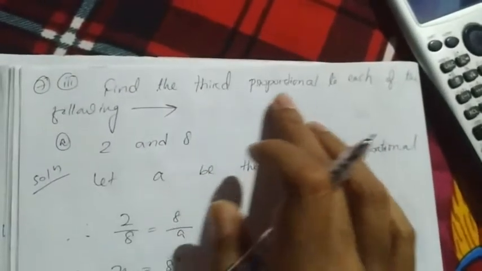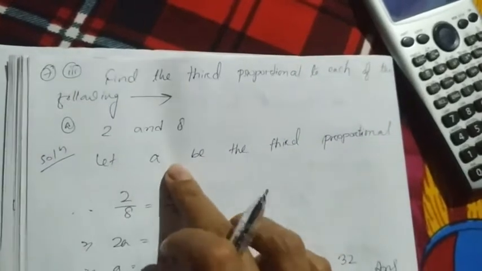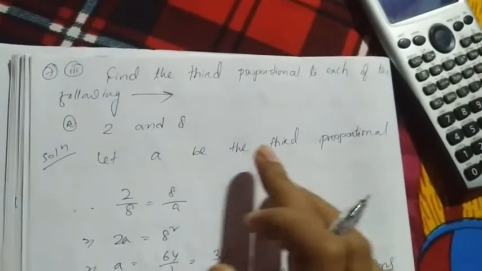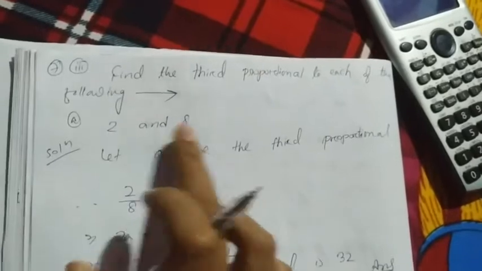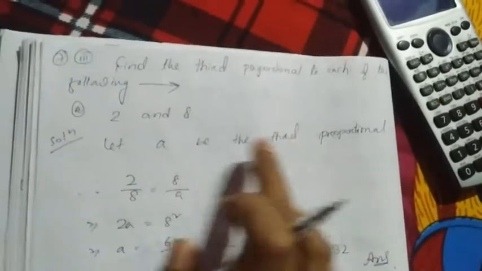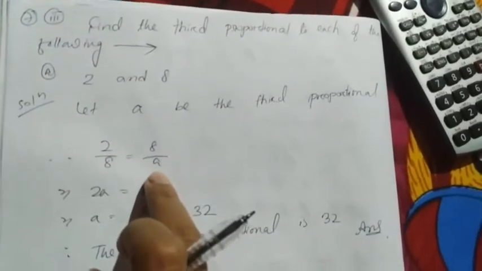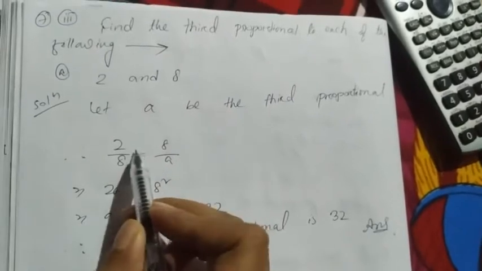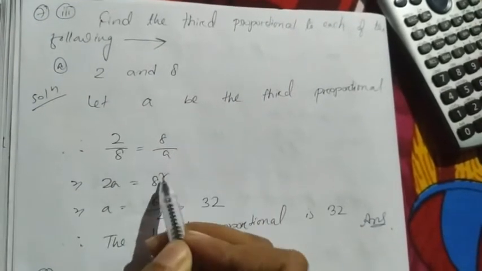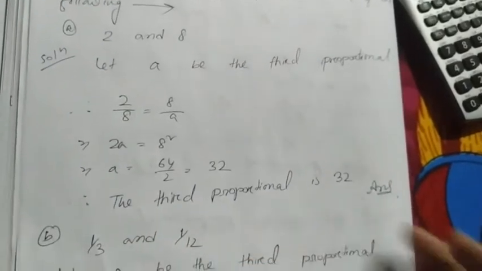7.3. Find the third proportion to each of the following, 2 and 8. Let A be the third proportion. Third proportion means 2 by 8 equals 8 by A. If A is the third proportion between 2 and 8, then 2 by 8 is equal to 8 by A. This is the condition. So 2 into A is equal to 8 into 8, which is 8 square. So 8 square is 64 by 2, so 32. So the third proportion is 32.